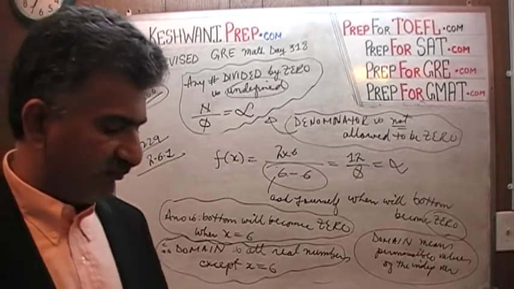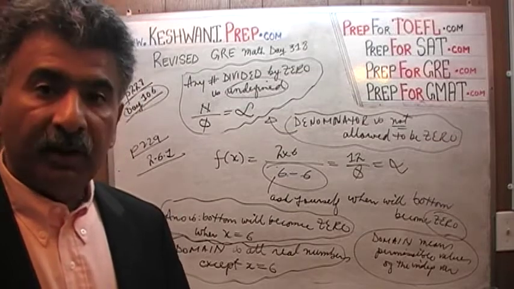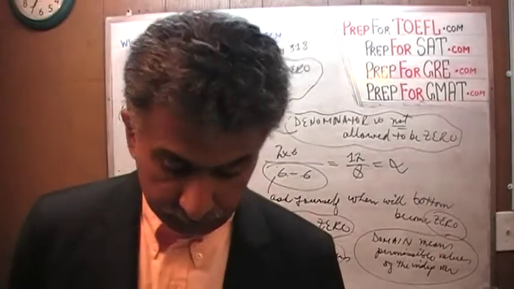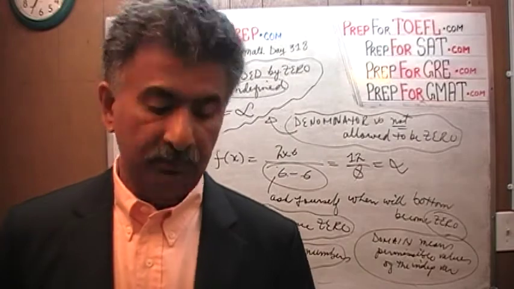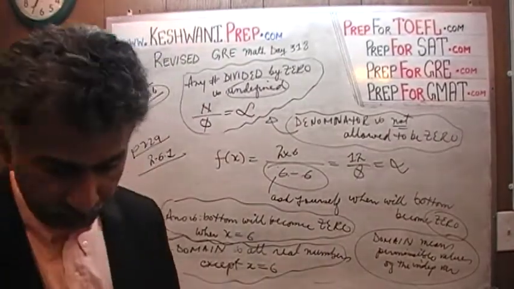It is not allowed to be 6, because if it becomes 6, all hell is going to break loose. Because if x is equal to 6, the bottom will become 0 and the whole thing will explode. It will become infinity. That's all there was.